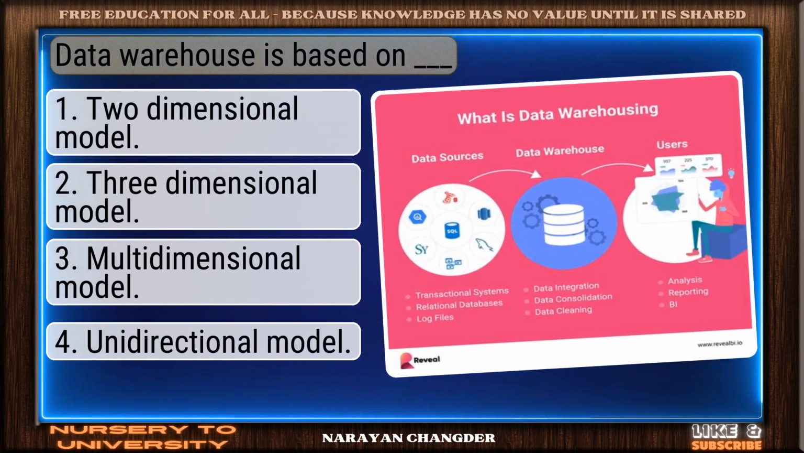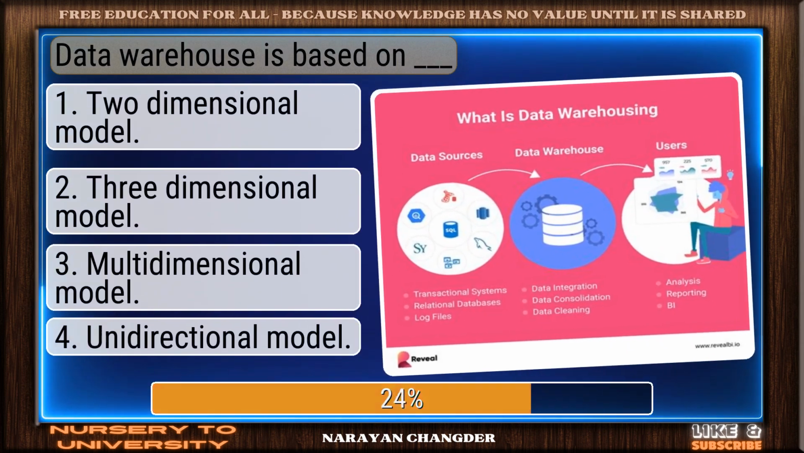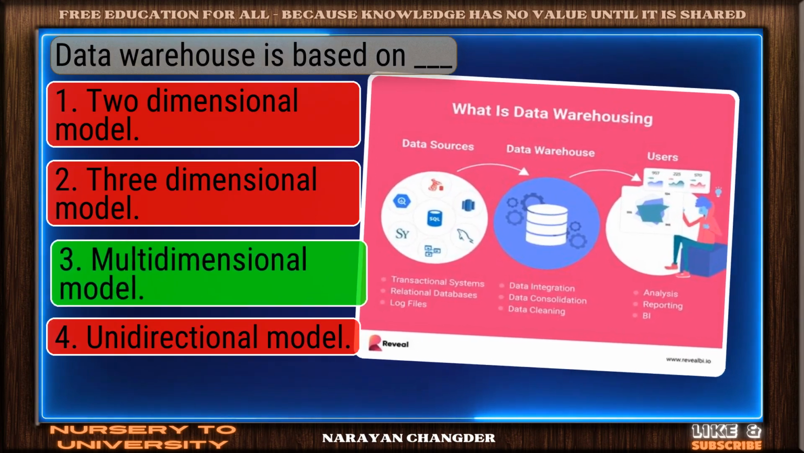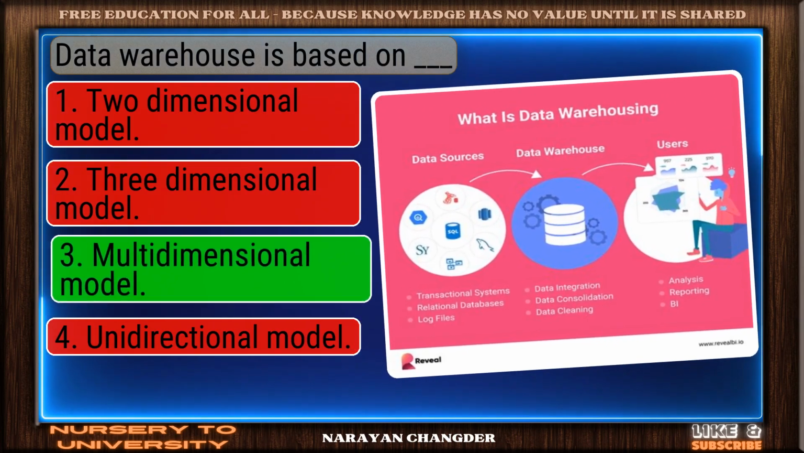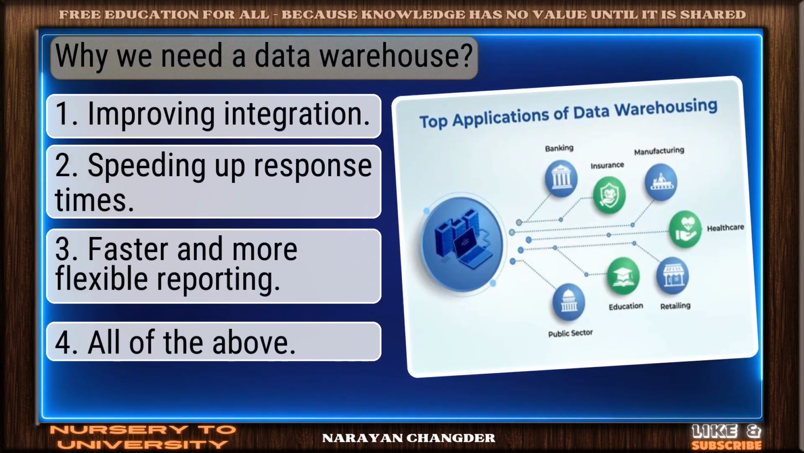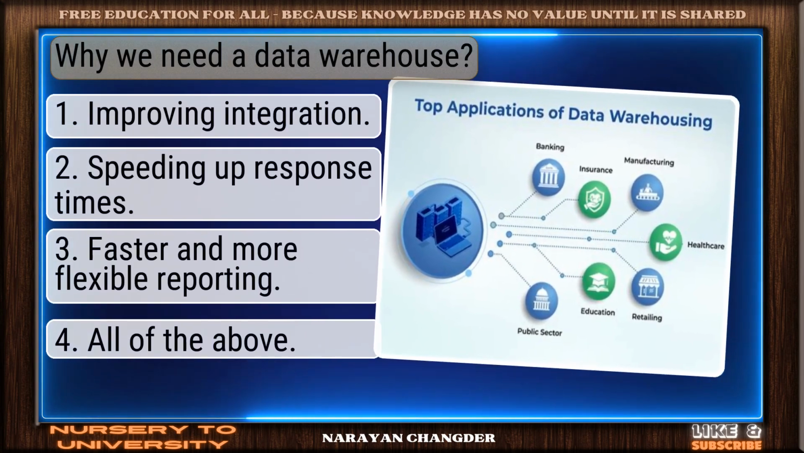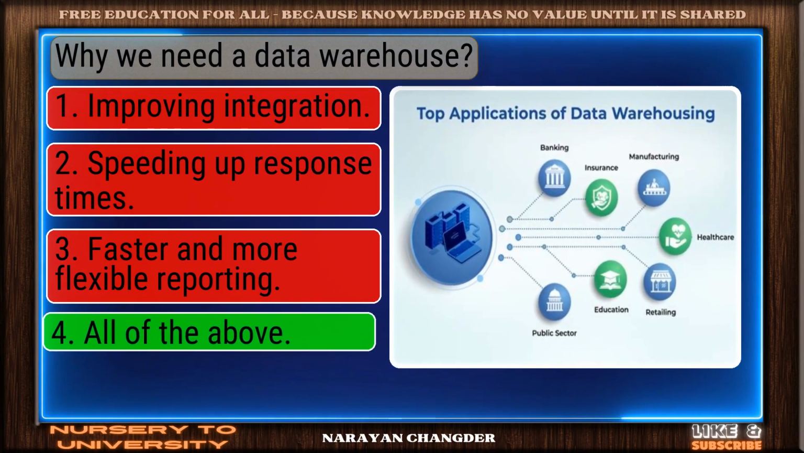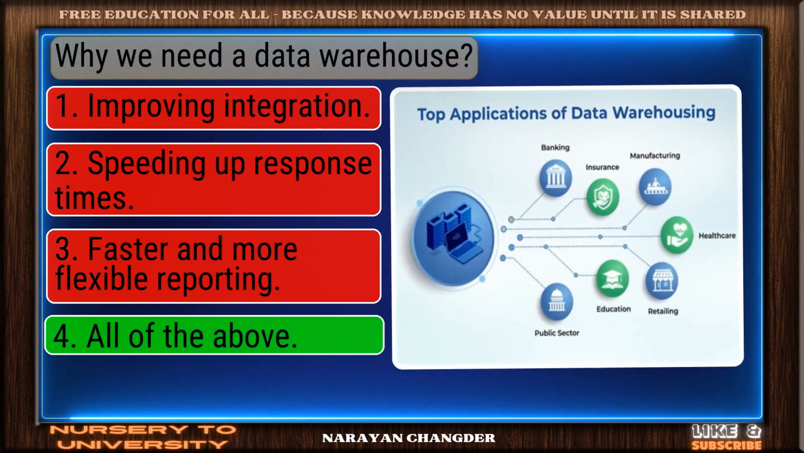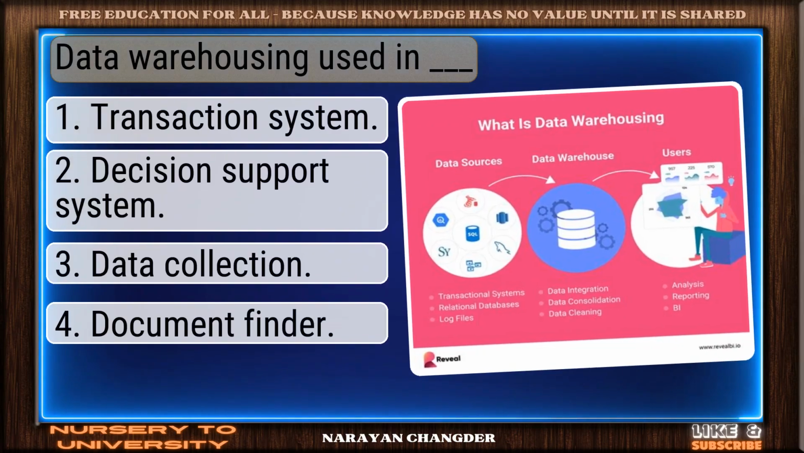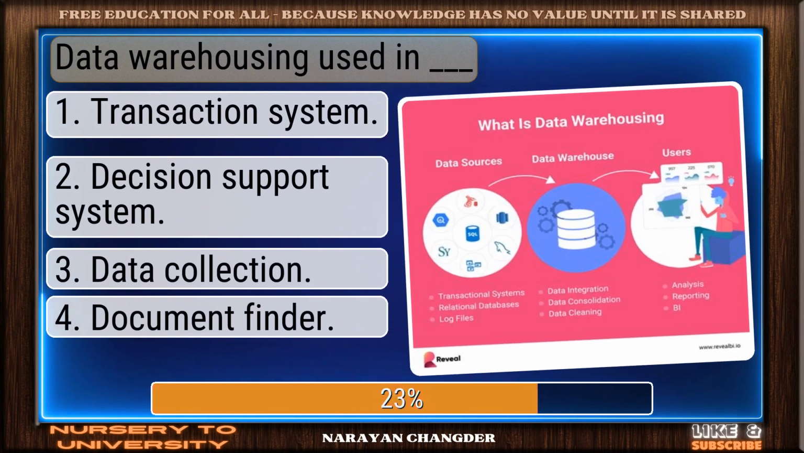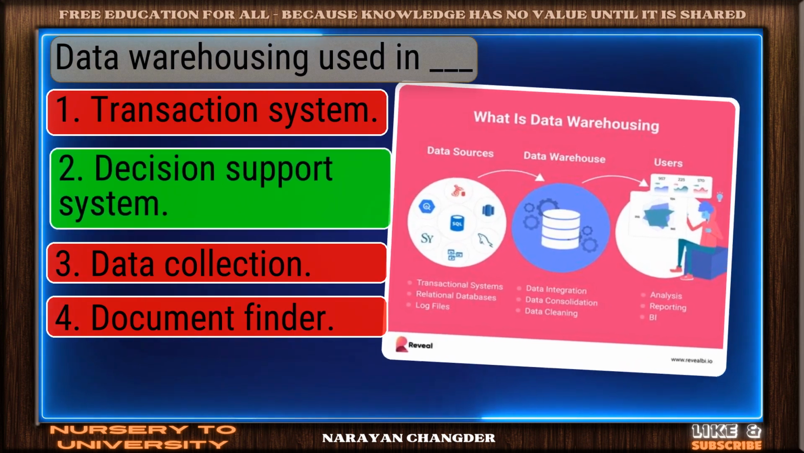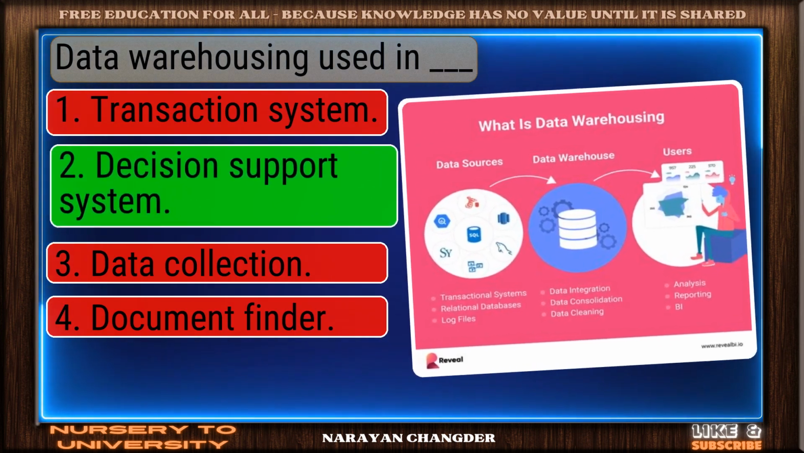Question number 64. Data warehouse is based on dash. Nice work. You chose multidimensional model, and it is correct. Question number 65. Why we need a data warehouse? Correct. All of the above is the right answer. Question number 66. Data warehousing used in dash. Nice selection. Decision support system is the correct and valid answer.